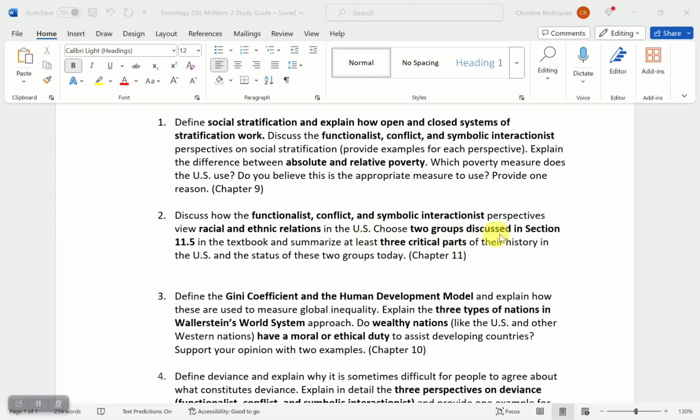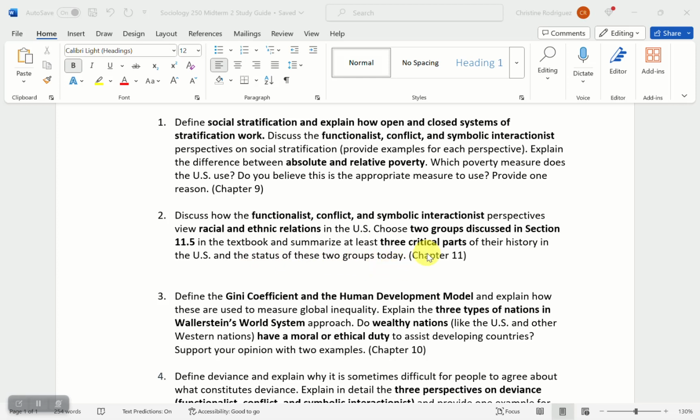Choose two groups discussed in section 11.5 in the textbook. I don't use page numbers because this is an online free resource. So just scroll down till you find section 11.5 and summarize at least 3 critical parts of their history in the US and the status of these two groups today.